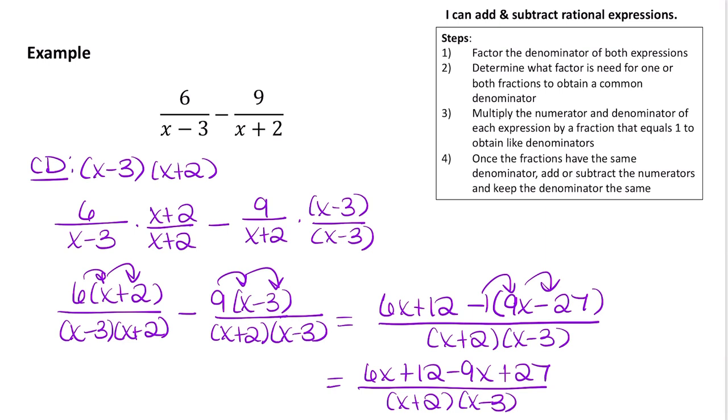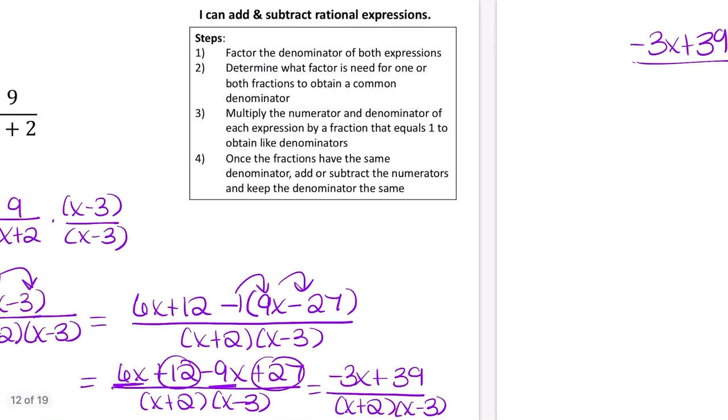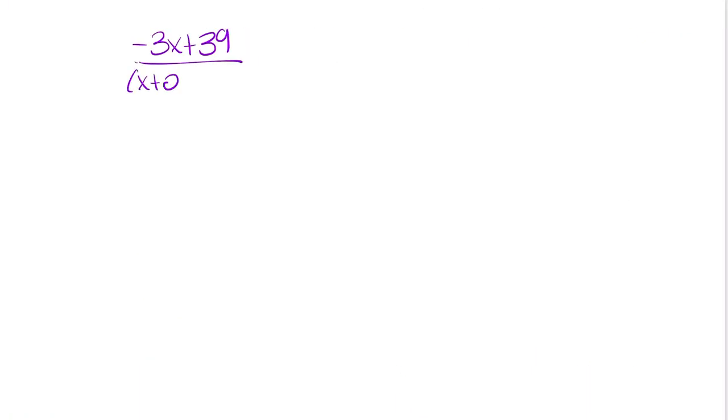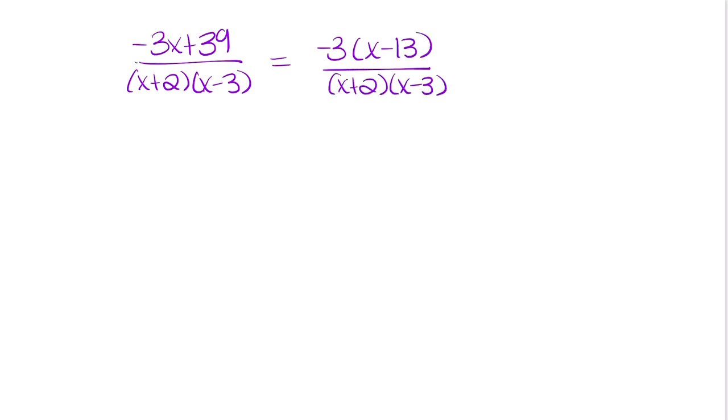Okay, so let's go ahead and combine the like terms. So here I have a 6x and a minus 9x. So that's going to give me minus 3x plus, and then I have 12 and 27. So that is going to give me 39. And that's going to be over x plus 2 times x minus 3. So I could try factoring this to see if I can get anything to cancel, but you'll see that we actually can't, right? Even if I factor the numerator, I just get negative 3 times x minus 13 over x plus 2 times x minus 3, and really nothing will cancel there, okay? So that's already in simplified form.